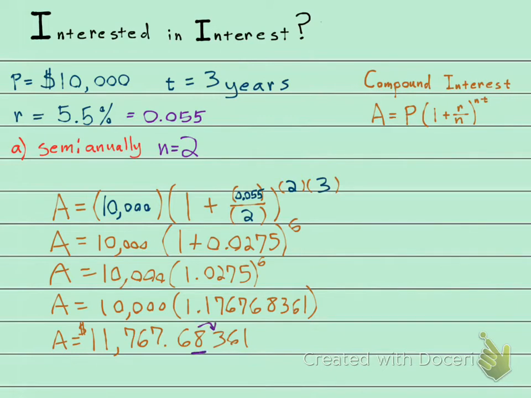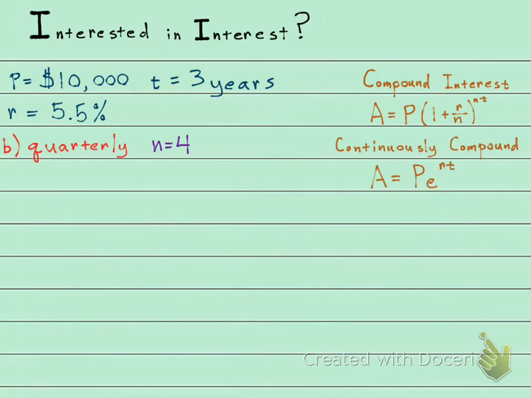Look to the right. That's not enough to make it go up, so our answer is, after 3 years, compounded semi-annually, $11,767.68. I made $1,767.68. I didn't do anything but invest it. Pretty cool. Let's see what happens when I invest this quarterly.